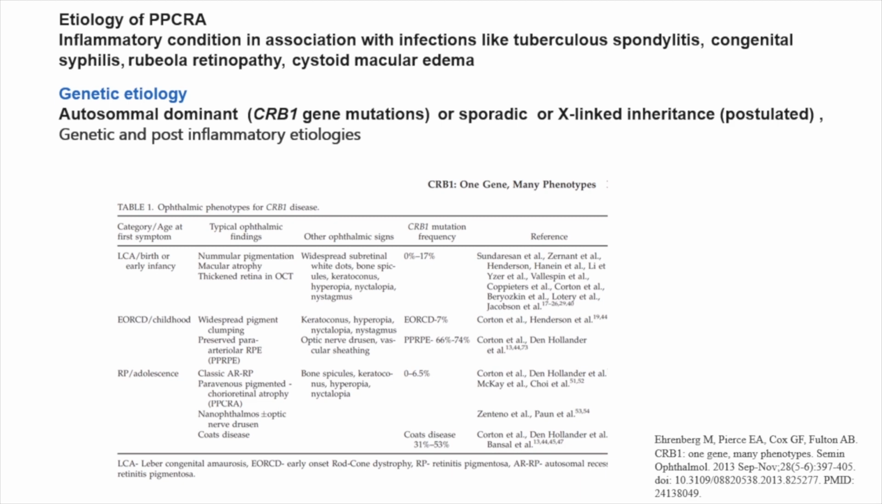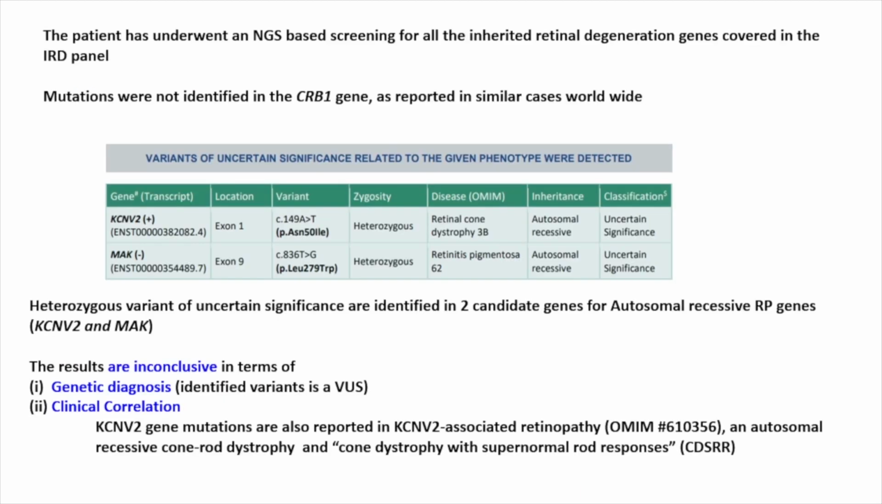So coming to this index case, this case was tested since it was suspected as a query RP variant. The patient underwent an NGS-based screening, that is next generation sequencing based screening, where all the genes that are so far reported in IRDs were covered. It is a panel-based testing. And apparently, the patient did not have a mutation in the CRB1 gene. But in addition, mutations in two other genes have been identified.